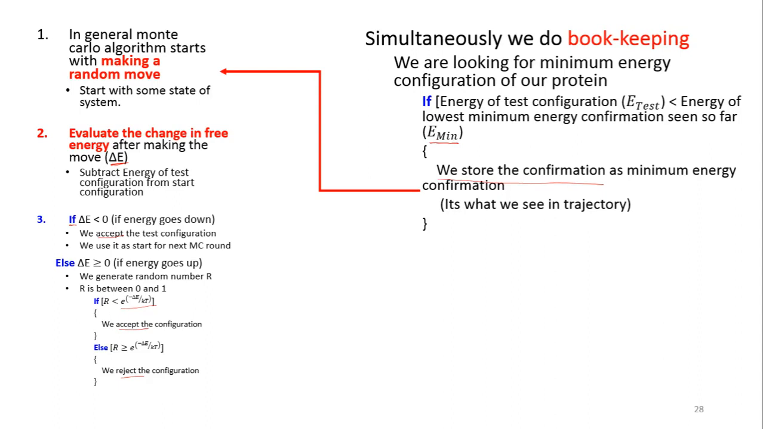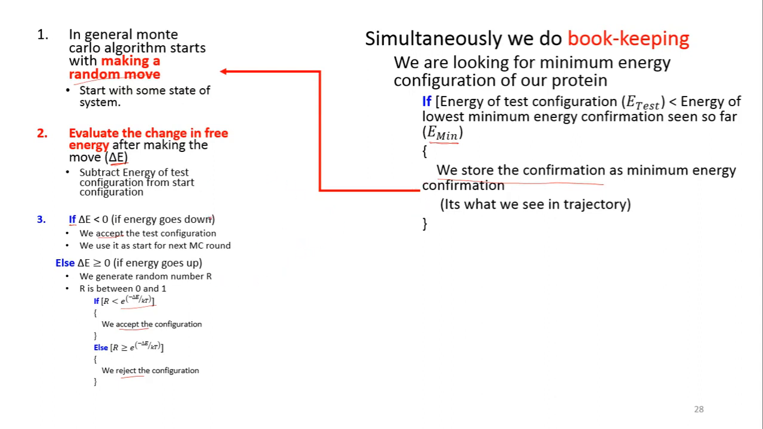So that is what we actually do. We make a random move, generate the test configuration, evaluate that test configuration in the form of the energy term, decide whether to keep it or reject it, then check if the new configuration has lower energy than the lowest energy state that we have encountered so far. Okay, and again repeat the step.